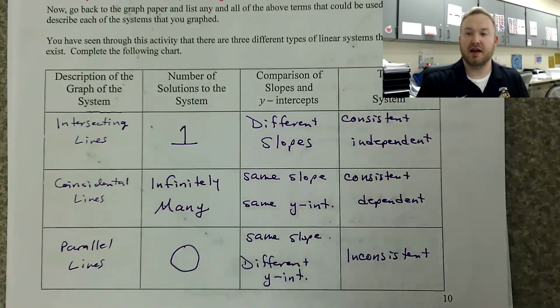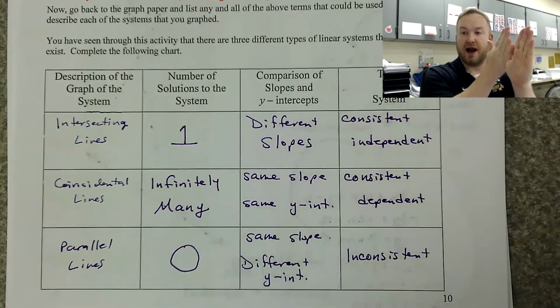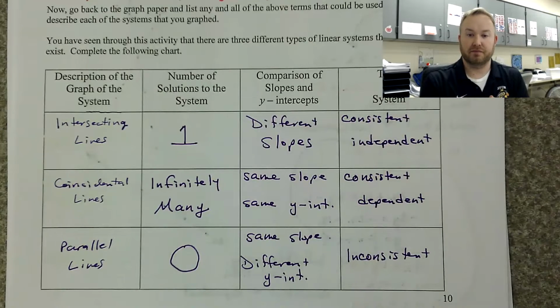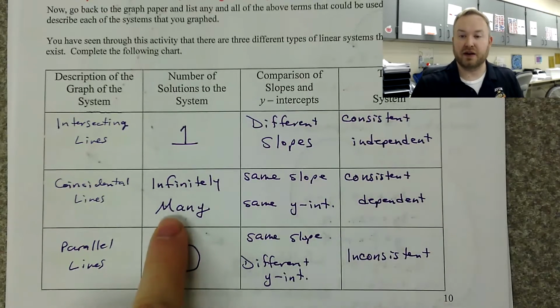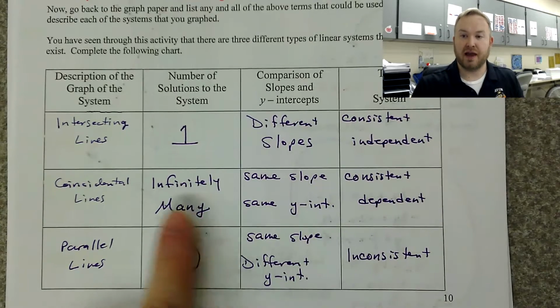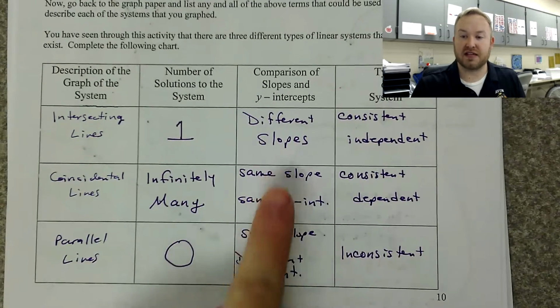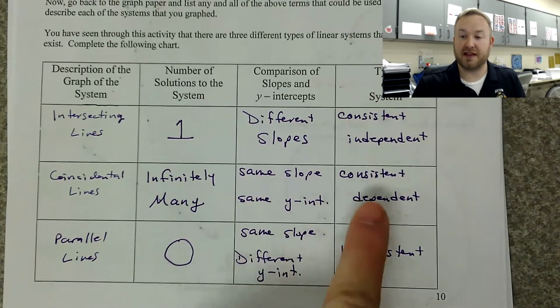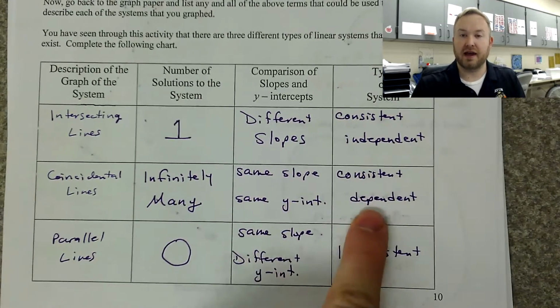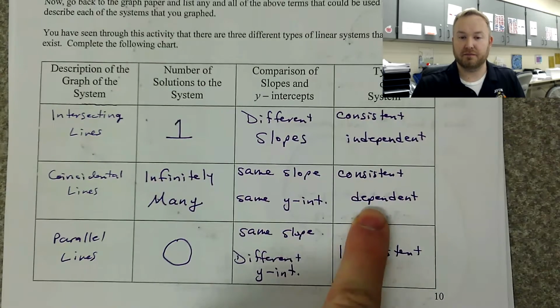Coincidental lines mean that the lines lie right on top of each other. That system has infinitely many solutions. Obviously, the two lines have the same slope and the same y-intercept. That system is called consistent and dependent.